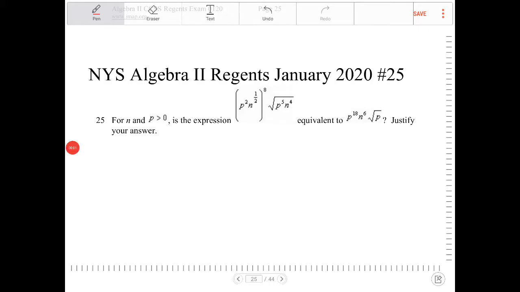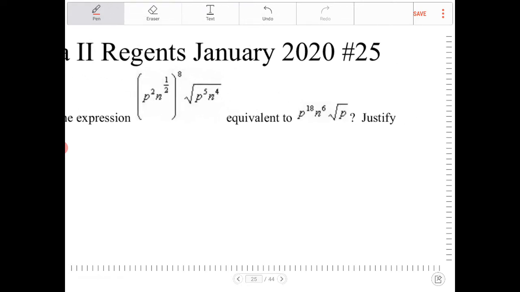For n and p greater than 0, is the expression p squared n to the 1 half to the 8th, blah, blah, blah, blah, equivalent to that statement there? Justify your answer. So this question is a question on whether or not you are comfortable in manipulating exponential expressions and converting things from radical form to exponential form. That's purely it. Let's take a look, okay?